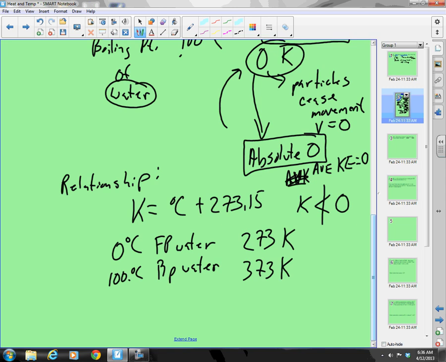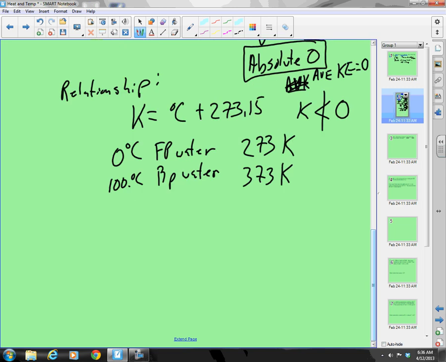Now, just for the heck of it, let's take a look at the difference. What is the change in temp between the freezing point of water and the boiling point of water in Celsius? The difference is 100 minus 0, so delta T is 100 degrees Celsius. Good. What's the delta T in Kelvin? I take 373 minus 273, and I get 100 Kelvin.